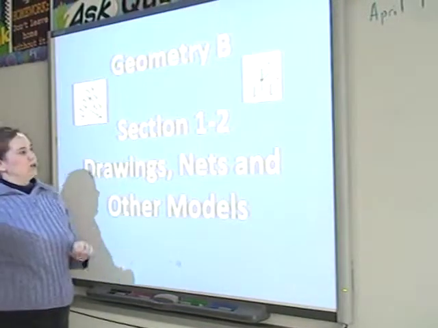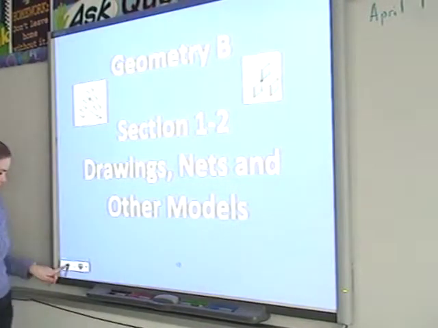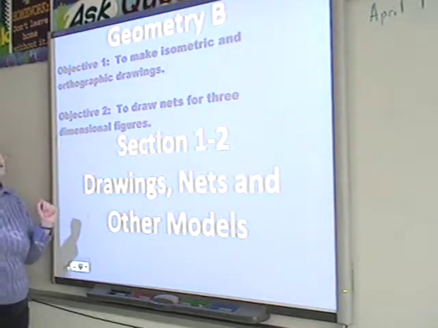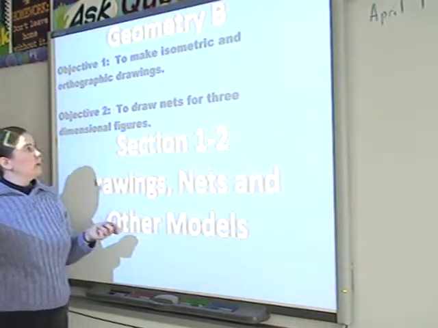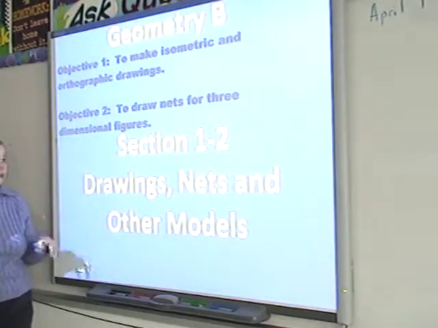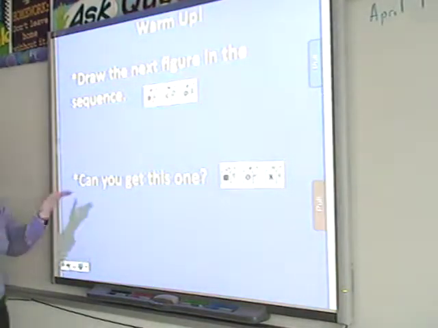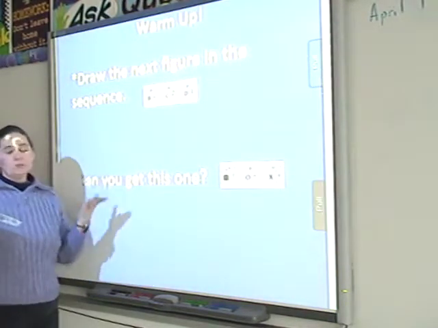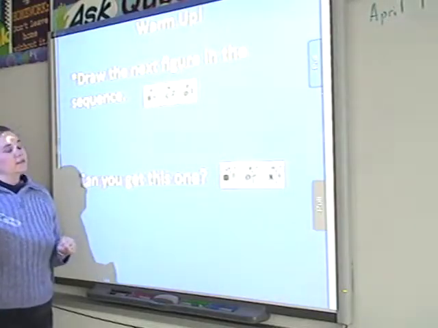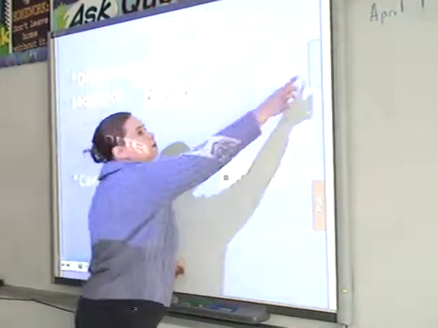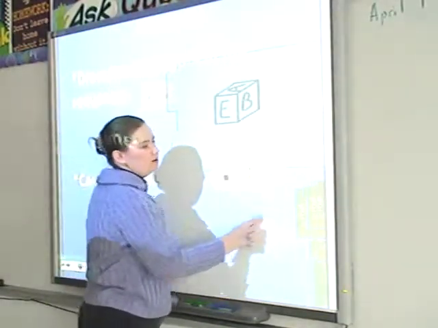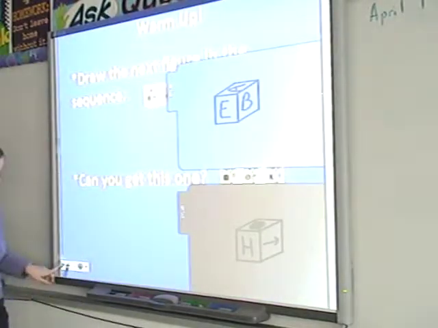Alright, today's lesson is a geometry lesson on drawings, nets, and other models. The objectives for today are to make isometric and orthographic drawings and looking at nets, comparing them to three-dimensional figures. So I always start the class with a warm-up. The students would come up and draw the next figure in the pattern. We would pull the pull tabs to compare their answers to see if they were correct.